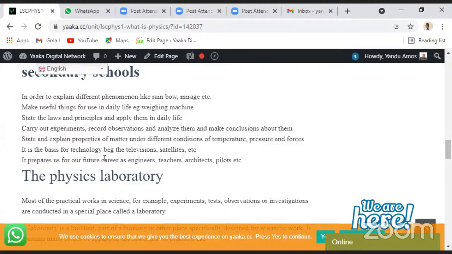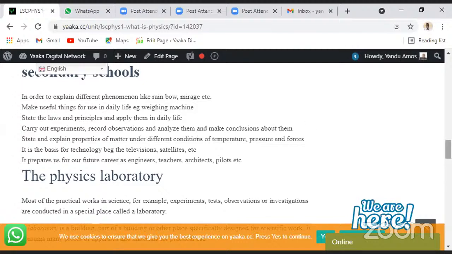And then we have pilots. Before you reach there, you need to have that knowledge of physics. We shall be able to understand better where this helps us, and so many others. Even becoming a doctor, you need the knowledge of physics because you're going to deal with machines which have the background of physics.